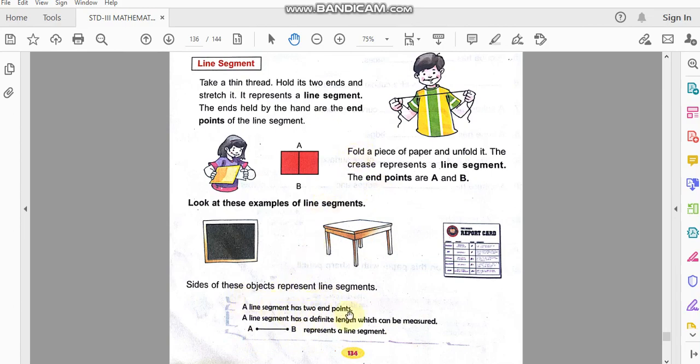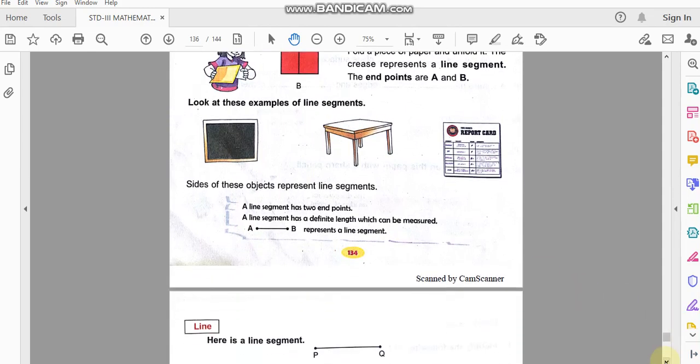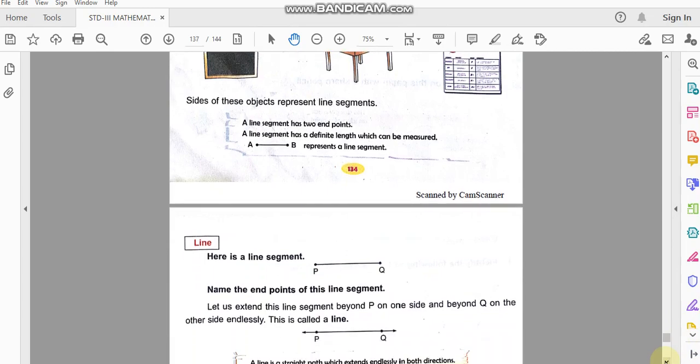It has two endpoints, 1 and 2. A line segment has definite length. So it is having two endpoints. That means we can measure from the starting point to the end point. So that means it is having a definite length. Now our next topic is line.